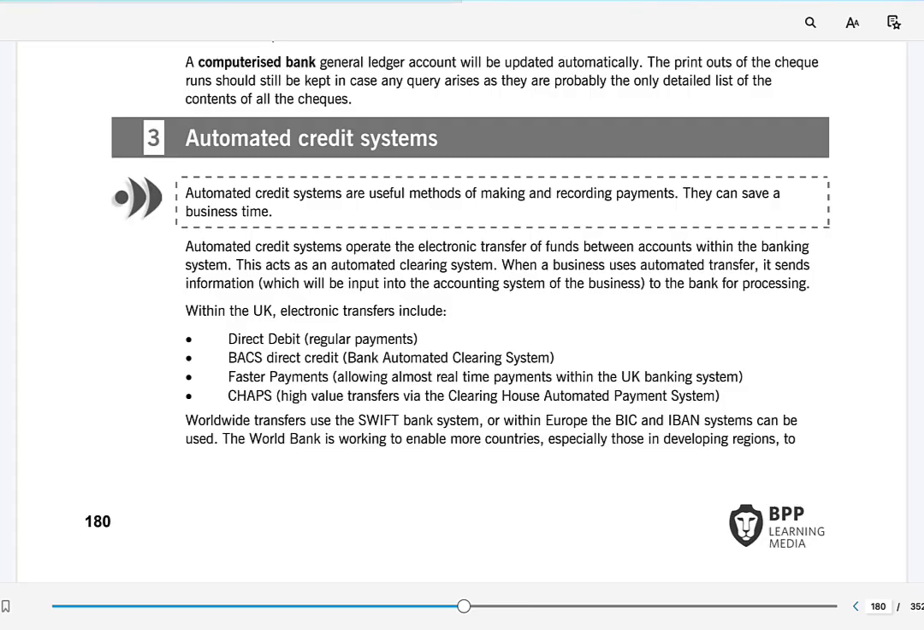No physical cash is carried. No check is written. The payment happens electronically. So automated credit systems are also called electronic payment systems. This is how many businesses pay today.